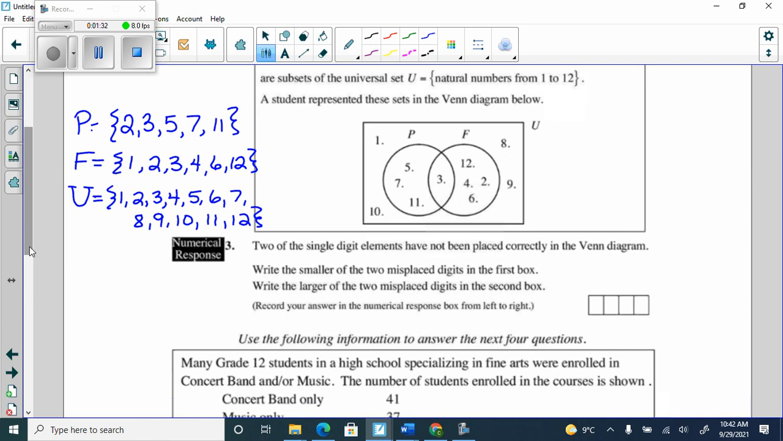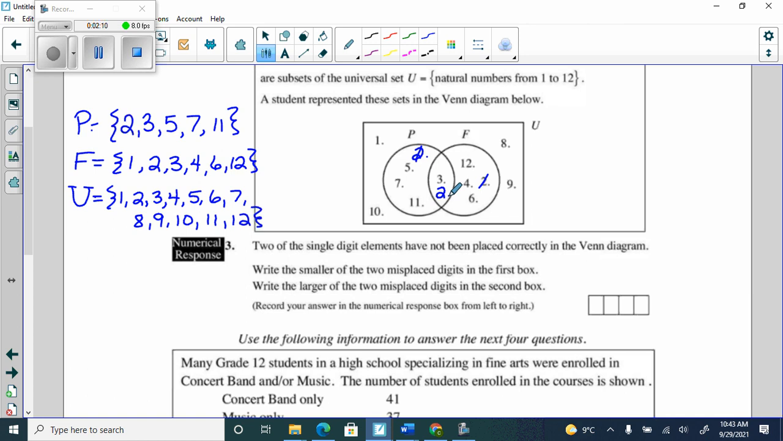So write the smaller of the 2 misplaced digits in the first box. Well, let's see. So here, what do they share in common? 3, is that right? Yep. Then prime would have a 2, 3, 5, 7, 11. So I'm missing the 2. Wait, wouldn't it? Why? Because it has a 2 as a factor and 2 is prime, right? So it wouldn't be here and it wouldn't be here. It would actually be here because it's shared by both. We agree?